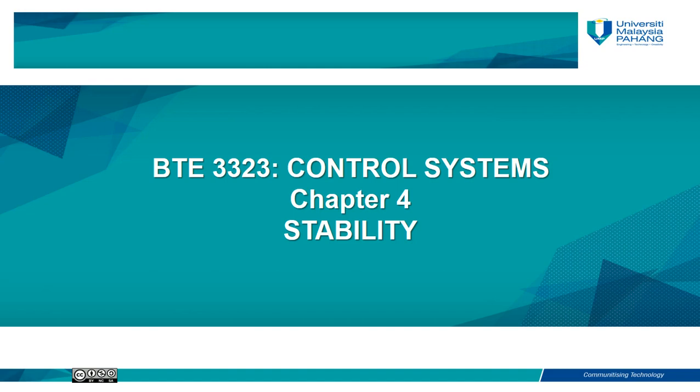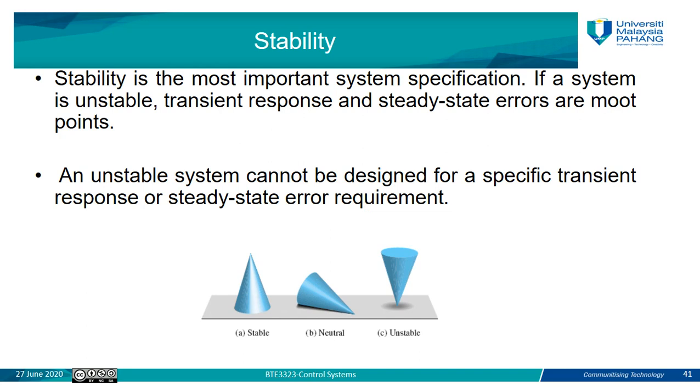We said we have three design criteria. First is transient response, second is stability, and the third is the steady state response. Stability is the most important performance criterion. If the system is not stable, there is no need to investigate its transient response or its steady state response, because an unstable system cannot be designed for a specific transient response.